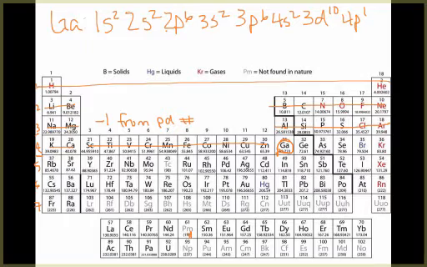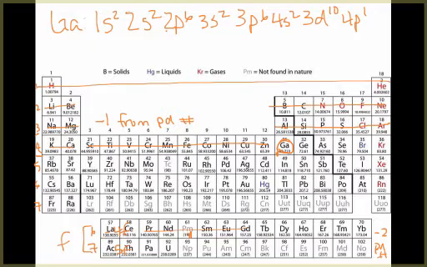The only other tricky thing about doing this is if I happen to go into the F block down here. The F block is actually period 6 and period 7. So if I go into the F block, I subtract 2 from the period number. So this is 6, but this is actually 4f all the way across, and this is 5f all the way across. We're going to tend to stay away from those for the most part at this level, but eventually we'll come back to that in AP Chemistry.